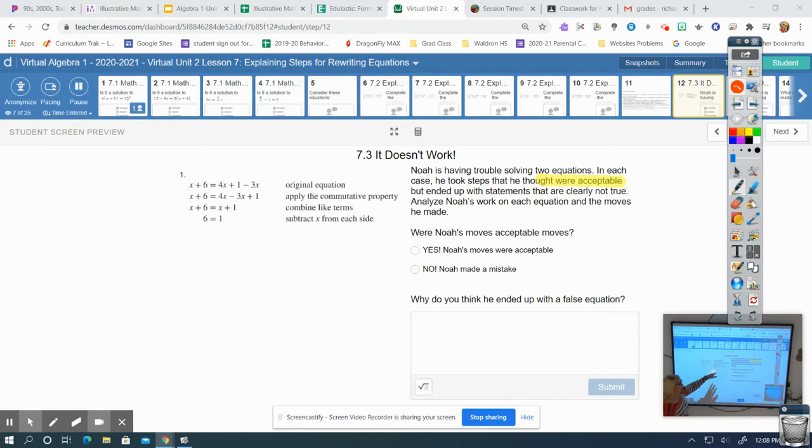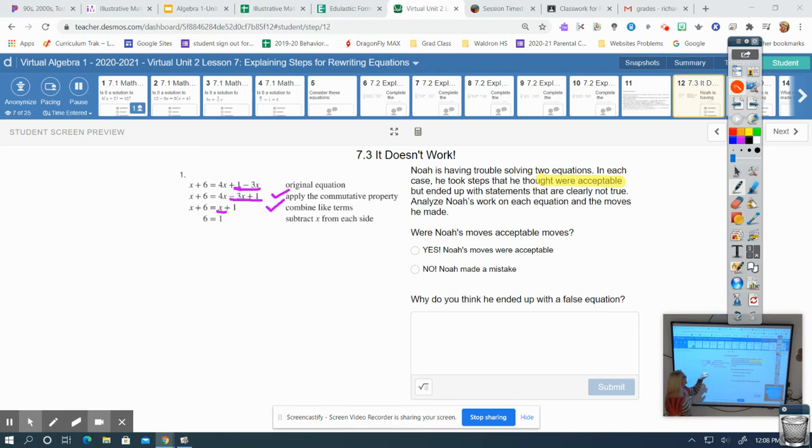So he used the commutative property. What he did was switch the 1 minus 3x into minus 3x plus 1. That is an appropriate move. He did that correctly. Then he combined like terms. So 4x minus 3x becomes 1x. That is also an appropriate move. Then he subtracted x from both sides.